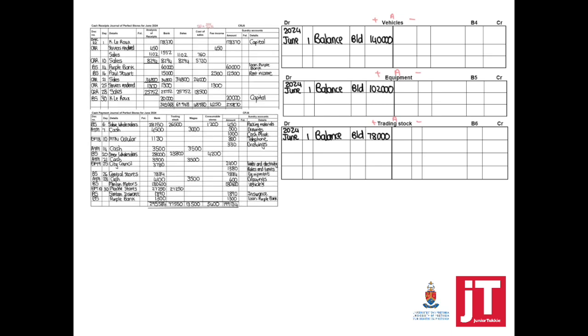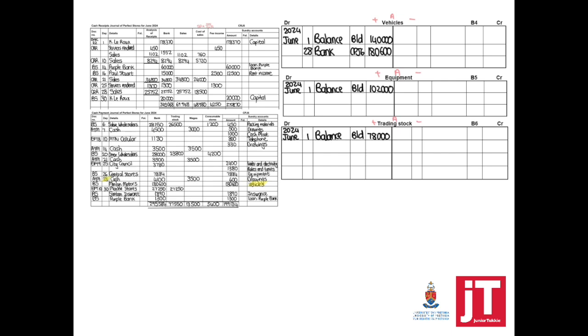Posting from our journals, starting with the cash receipts journal, we need to see, was there any vehicles? No, but going to the CPJ, on day 28, the business purchased an additional vehicle, 180,600. This will increase our assets.